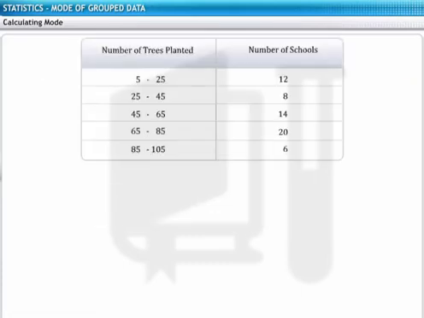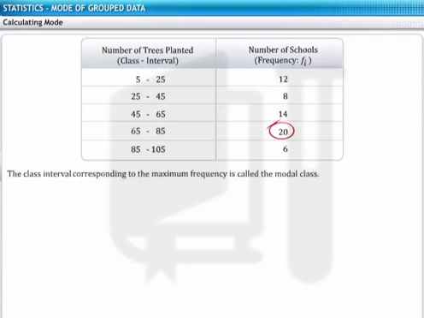The table represents the class interval of the grouped data and the frequency for each class interval. The first step towards finding the mode of the grouped data is to locate the class interval with the maximum frequency. In the given data, the maximum frequency is 20. The class interval corresponding to the maximum frequency is called the modal class. Here the modal class is 65 to 85 as it corresponds to the maximum frequency of 20.